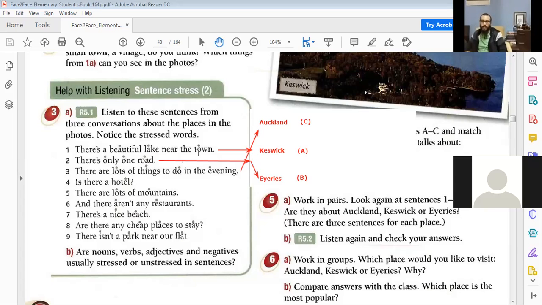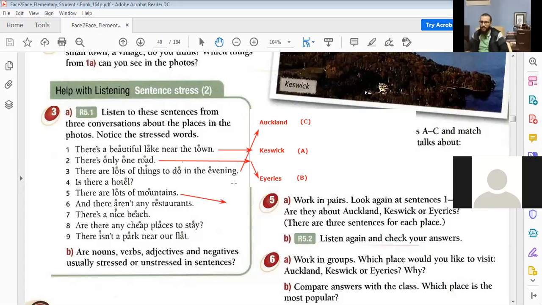So is there a hotel? From which conversation? Was it from A, B, or C? Who can remember? Okay, we're not sure, so let's leave it. No problem. What about the mountains?